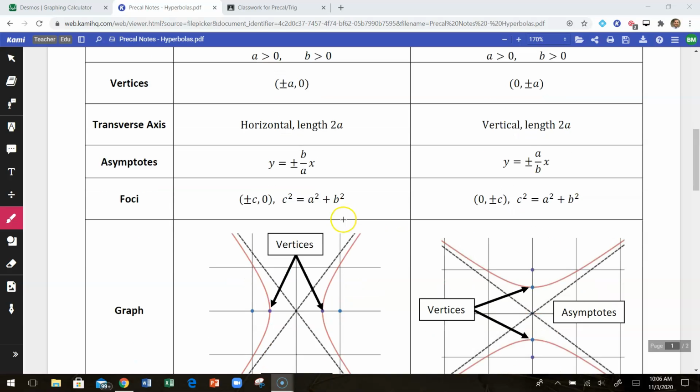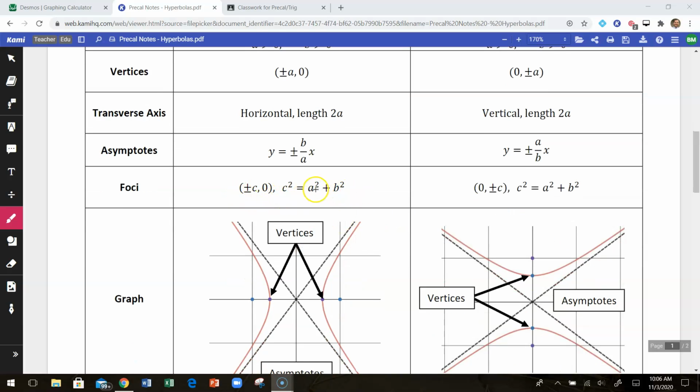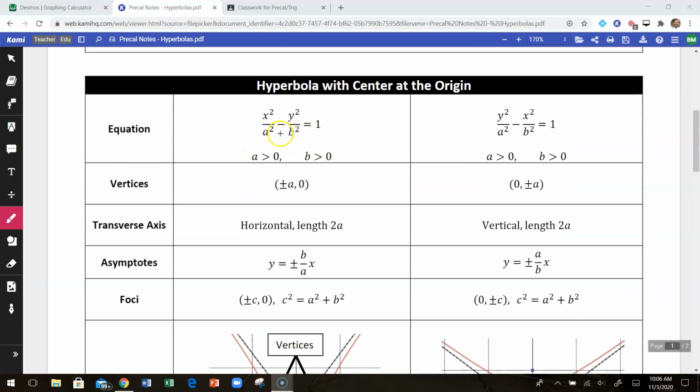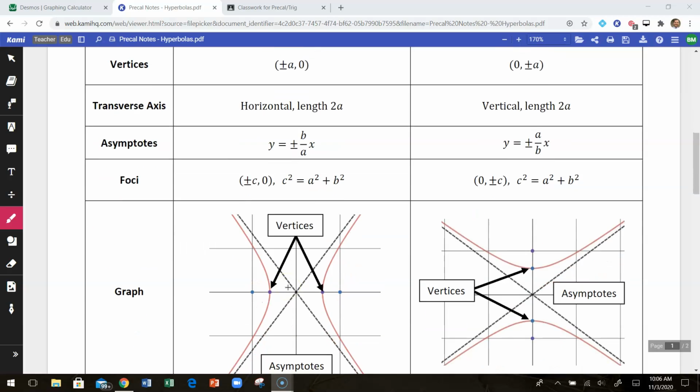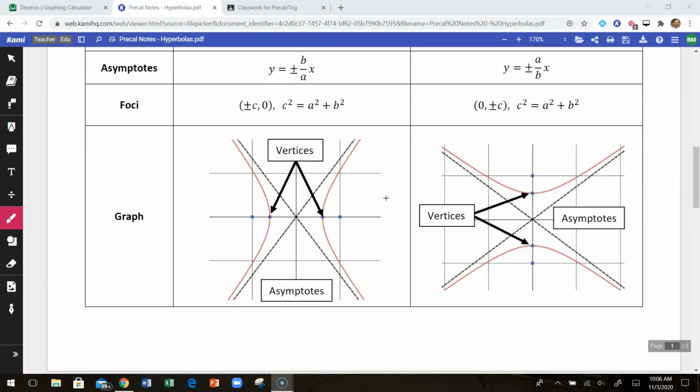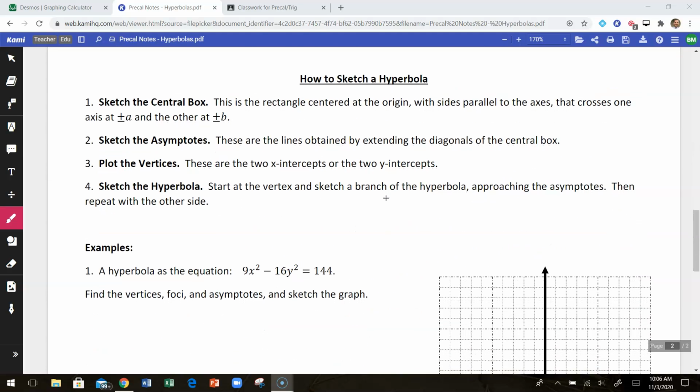The foci formula is again similar to that of an ellipse. Instead, it's plus instead of minus. So c squared is a squared plus b squared. What you're going to do here is simply add the two numbers that you see on the bottom of your equation and take the square root, and that's going to give you the value of c. The foci are going to be inside the hyperbola, so they need to be on the same axis as your orientation. If it is horizontal, your foci are on the x-axis, and vice versa: if it's vertical, they're on the y-axis. Finding that c value should be a pretty easy task. So let's jump into an example.